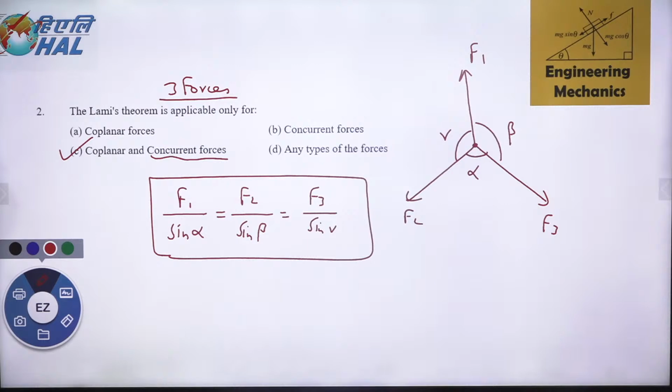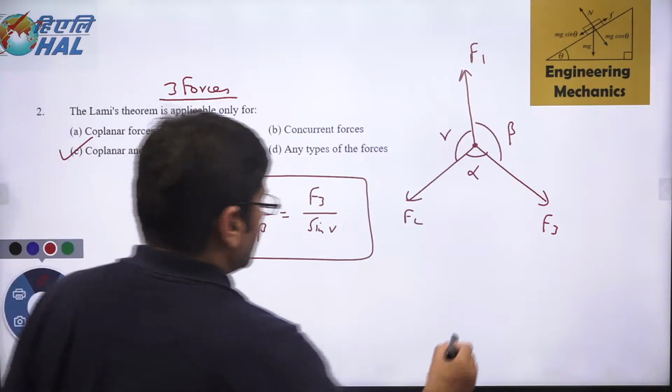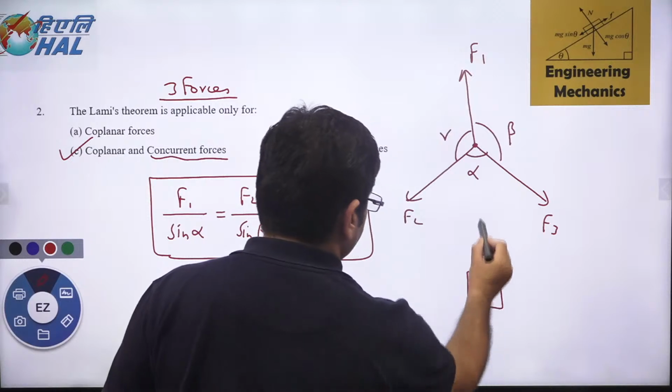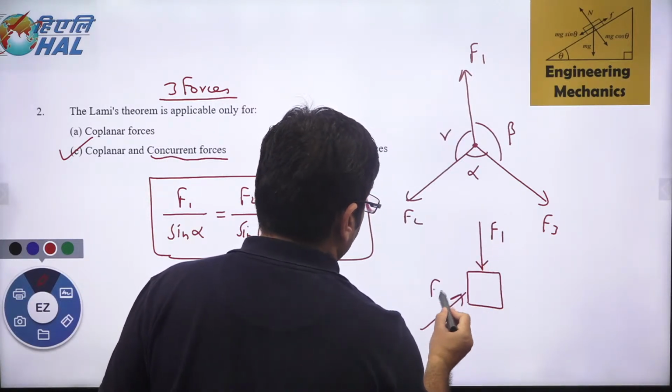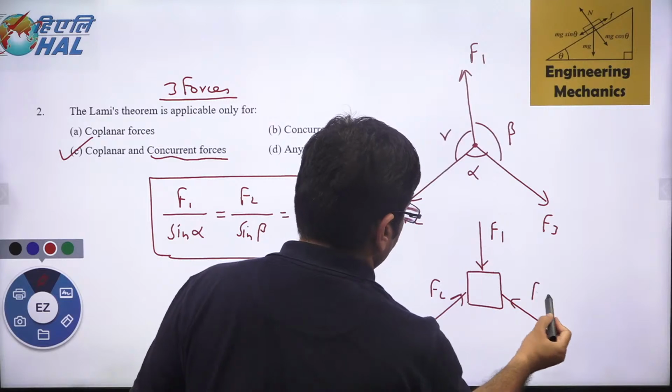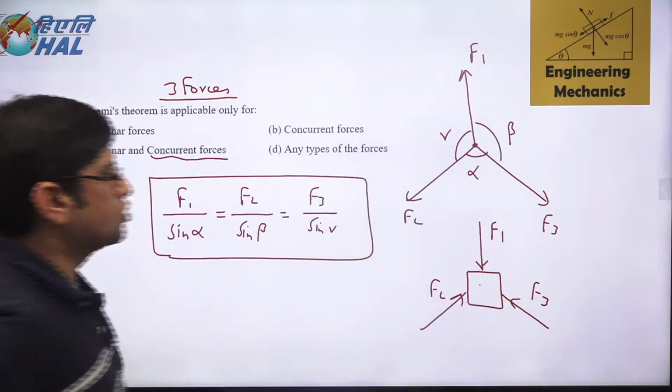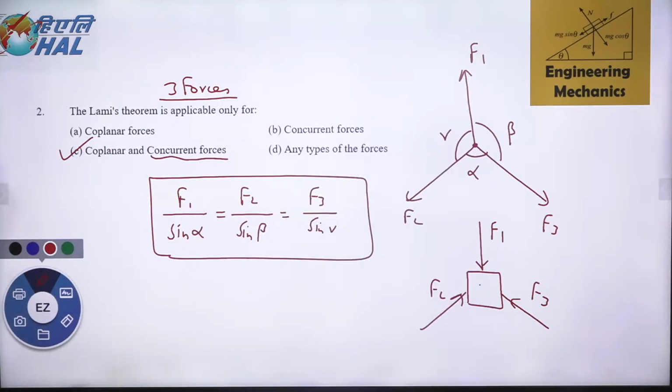So this is what Lami's theorem is. This is how this question comes. Now let me tell you, sometimes he will not give you this diagram. He will give you a diagram of this type. There's a force acting F1, a force acting F2, and a force acting F3. Right? So he will give you this kind of diagram.